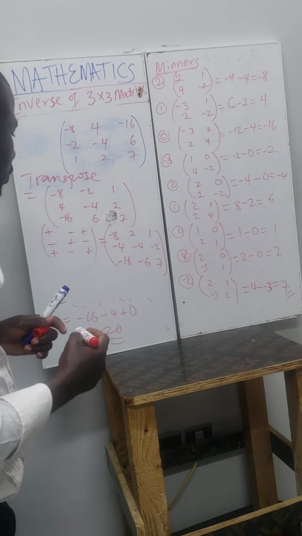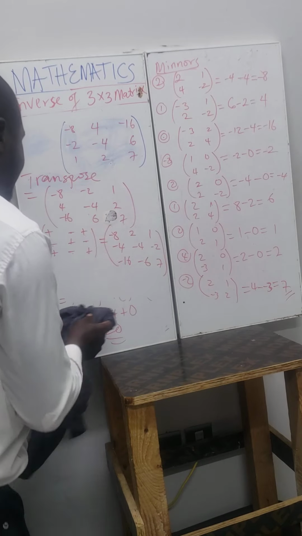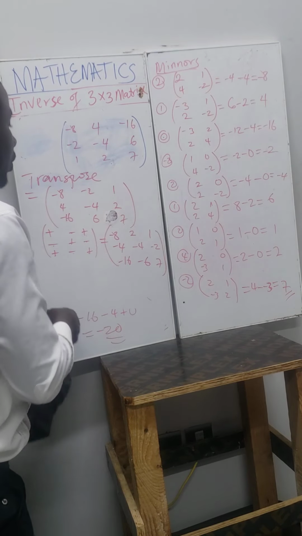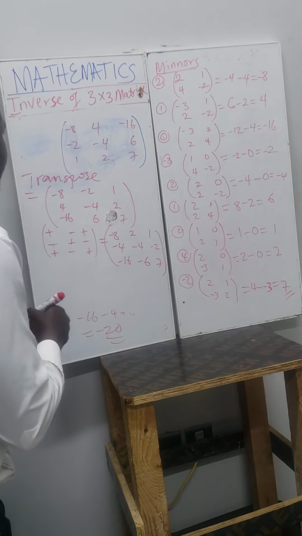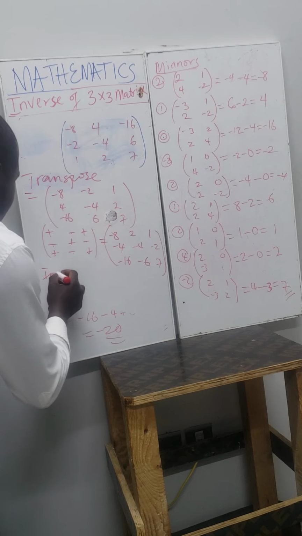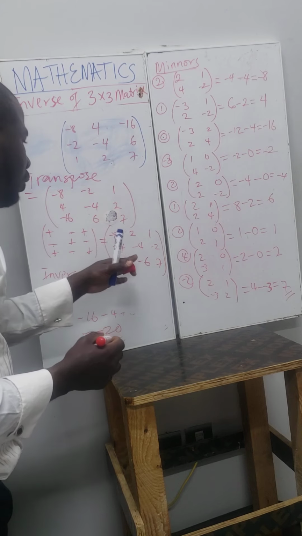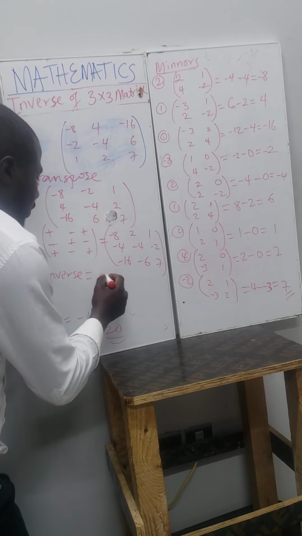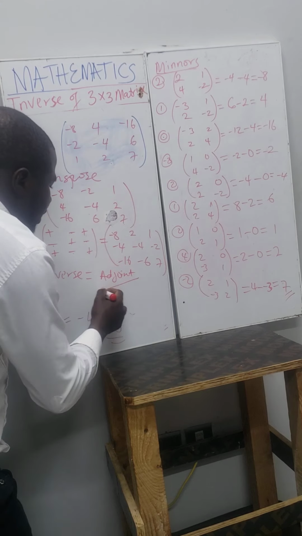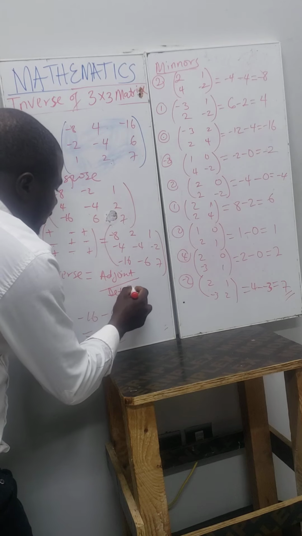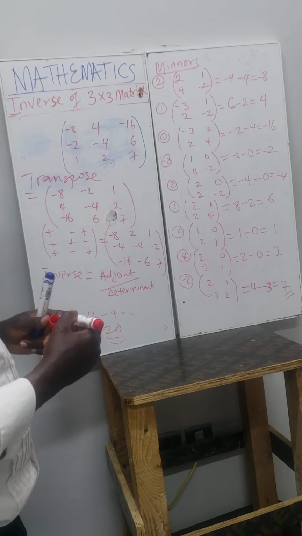Then the last step is to find the inverse. The inverse of the matrix is what we are asked to find. Don't forget we are asked to find the inverse. All these things that we get in the last step, they are called the adjoint. Adjoint divided by determinant. Adjoint divided by what? Determinant. That is how to find the inverse.